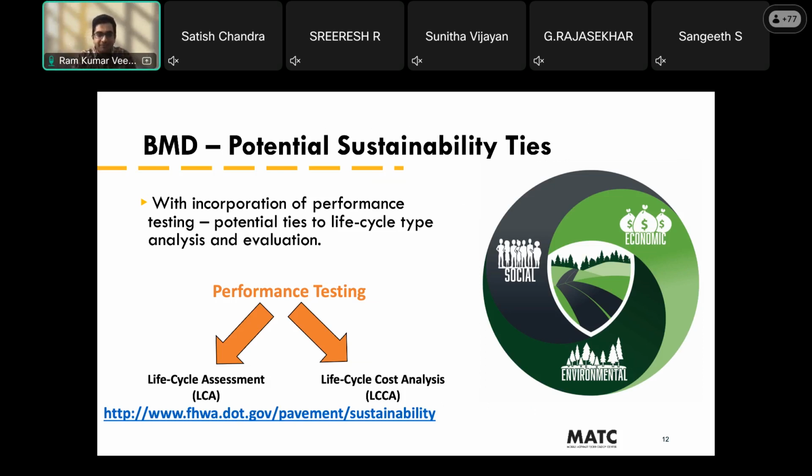I just posted a Federal Highway link that talks in more detail about sustainability and balanced mix design, performance-based mix design.